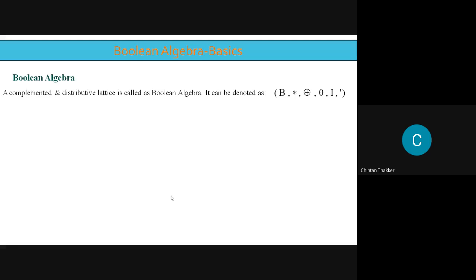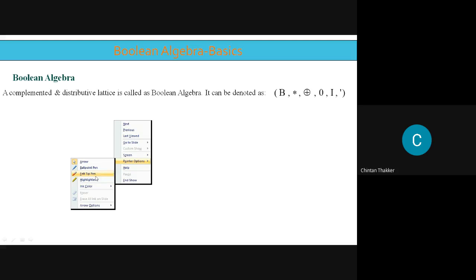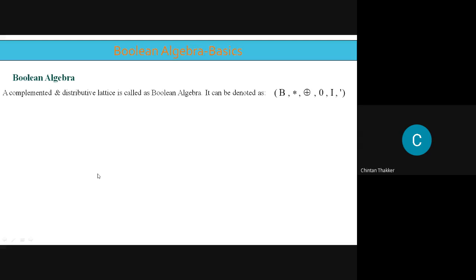So that means if you want to prove a Boolean algebra, you can do it this way also. A Boolean algebra has these properties. First, to prove the lattice, we have three terms in a Boolean algebra: complemented, distributive, and lattice. For a lattice, we have three properties. Which three properties do we have?